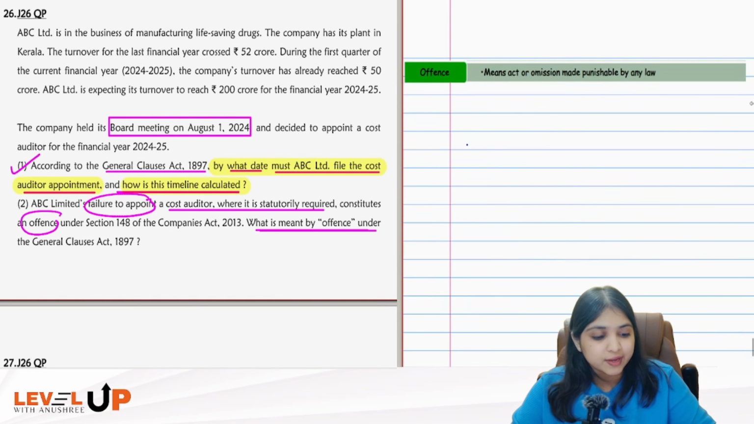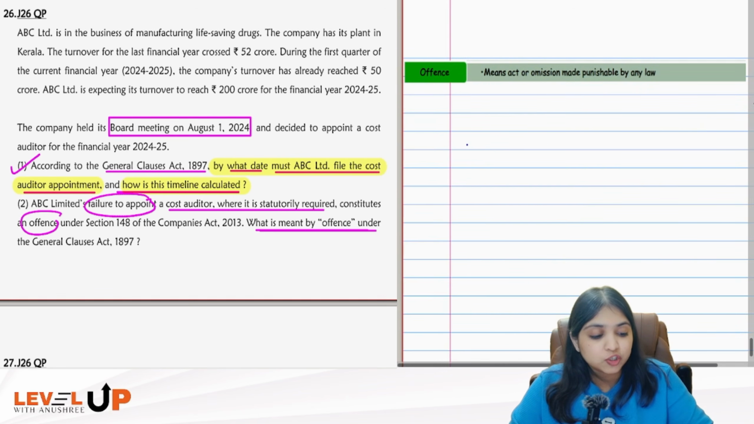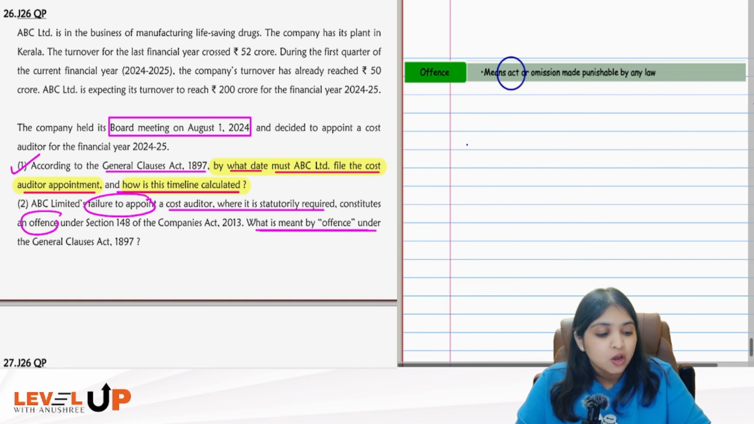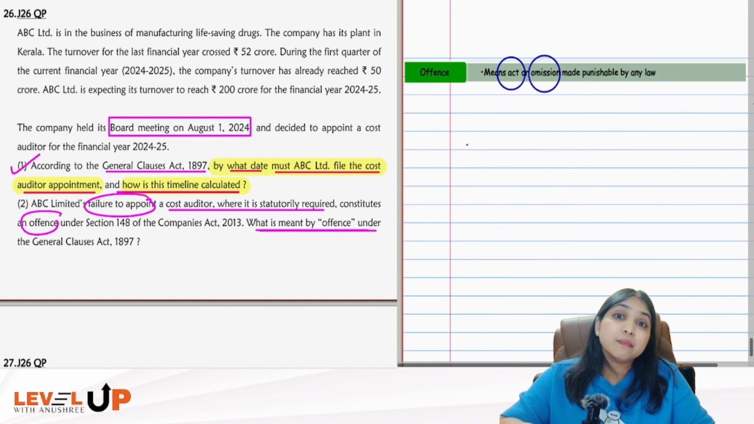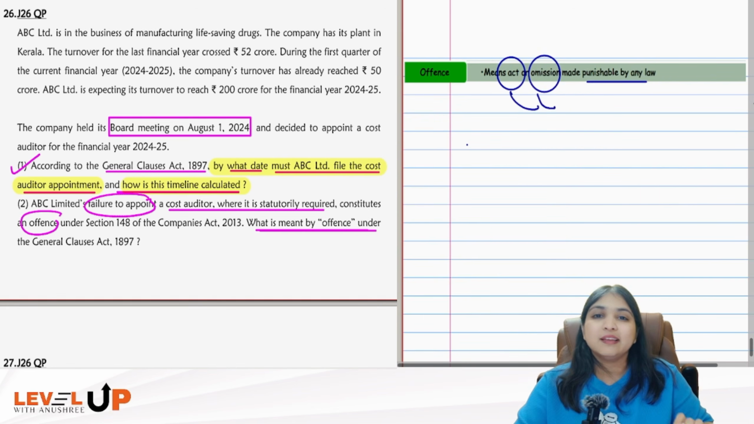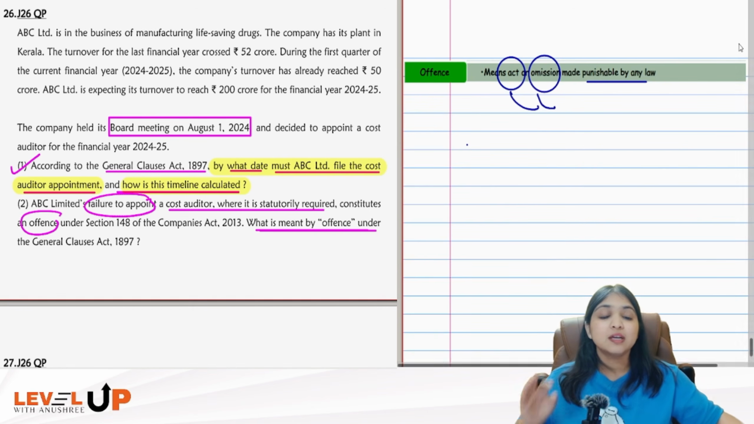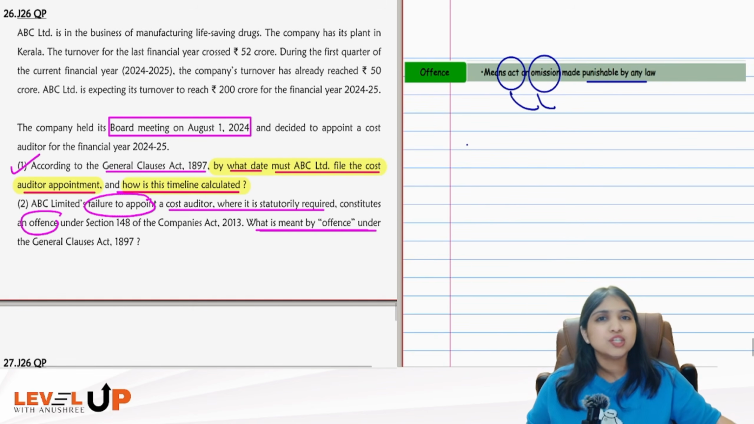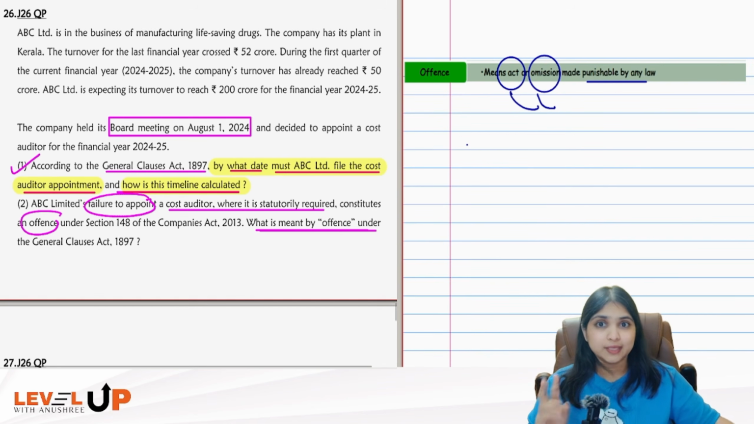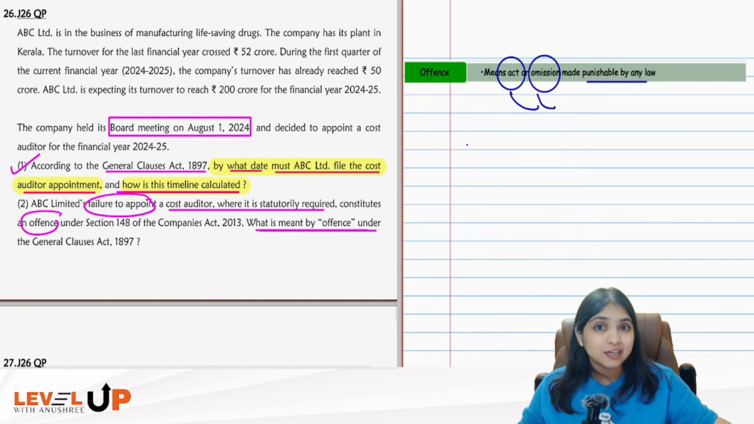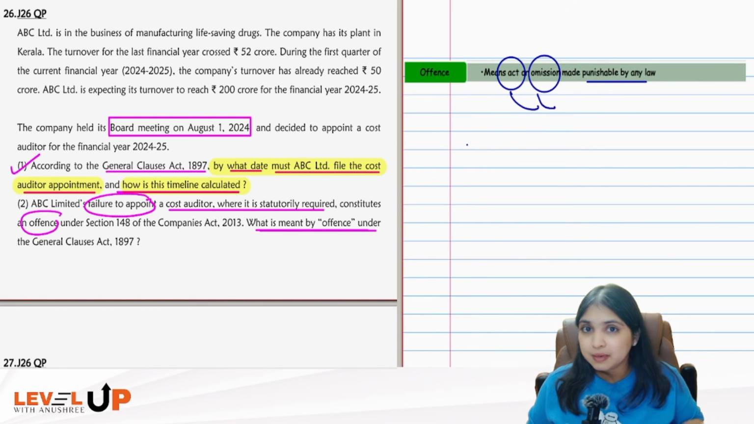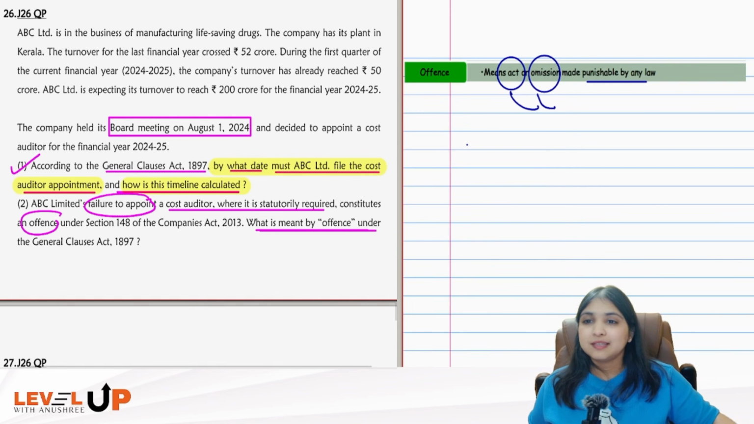GC Act says offence means an act or an omission which is punishable by law. So either you did something, an act, or omission. You did not do something that you were supposed to do. That act or omission is punishable by law, then it becomes an offence. So what is an offence? Offence is nothing but an act or an omission which is punishable by law. Okay, this was your question number 26, testing you on two things. Number one, the cost auditor appointment, we have to inform central government about the appointment, the time limit calculation regarding that, and this definition of offence.